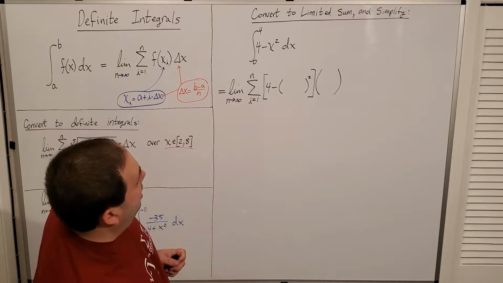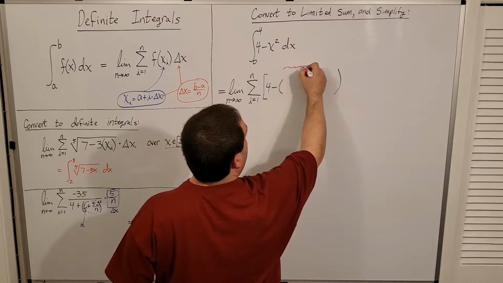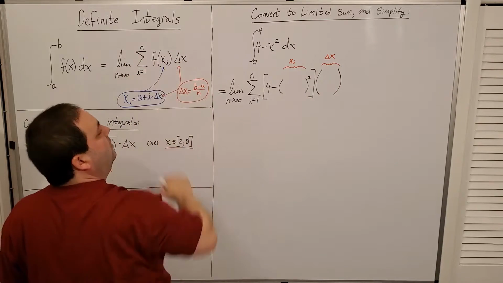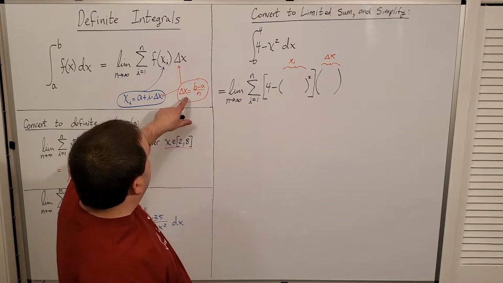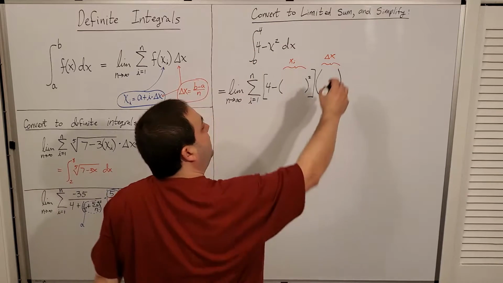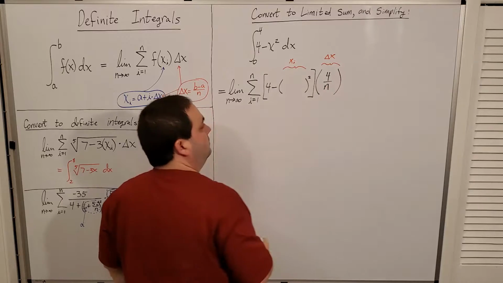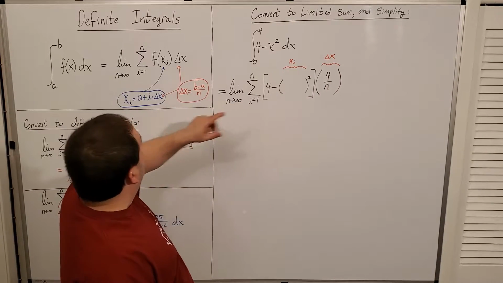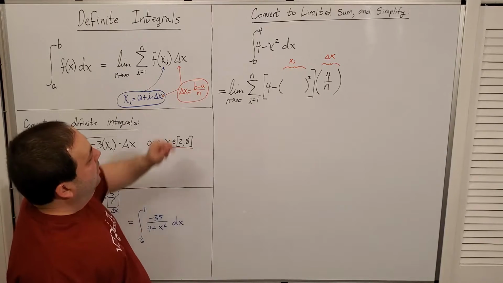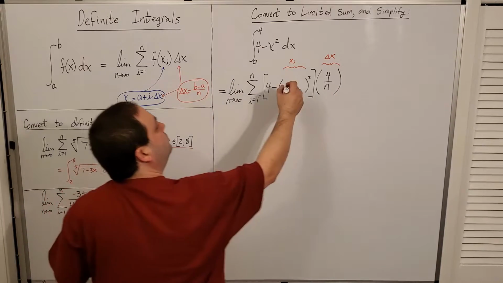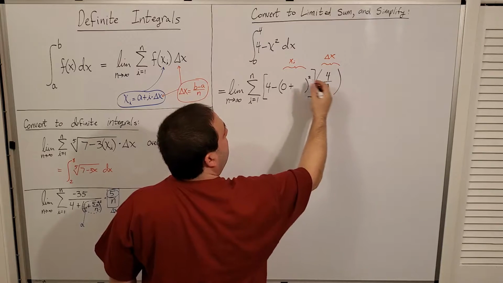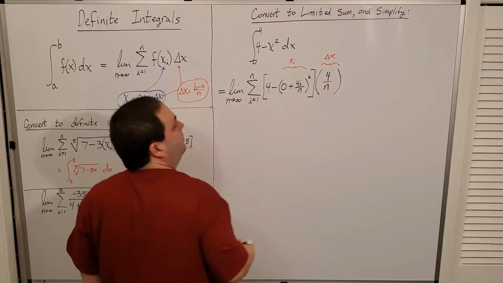Okay? So just keep in mind that what I'm putting here is my x sub i, and what I'm putting here is my delta x, right? I'm trying to follow the format here. So delta x is b minus a over n. So that's 4 minus 0 over n, or 4 over n, right? Okay, now x sub i is always the beginning number plus i times delta x. Well, my beginning number is 0 plus i times delta x. Delta x is 4 over n. So that would be 4i over n.